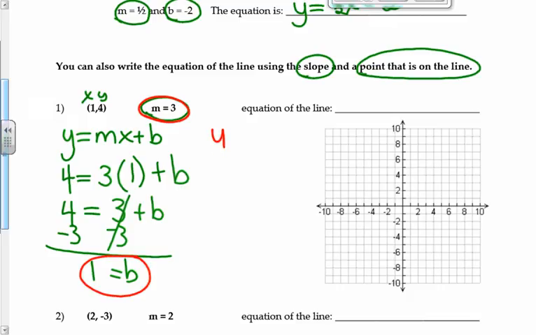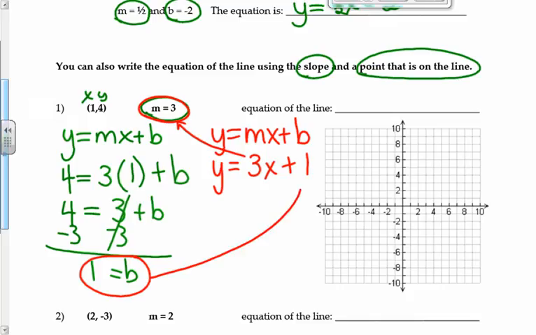That tells us that our m is 3 and our b is 1. Then we can substitute it again into our formula, y equals mx plus b, and we have the equation y equals 3x, the 3 coming from this number here, and the b coming from this number here that we just found. So our equation of our line is y equals 3x plus 1.